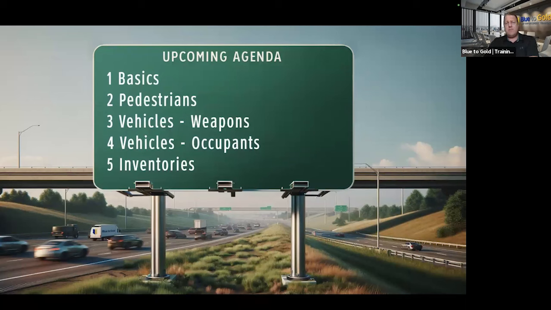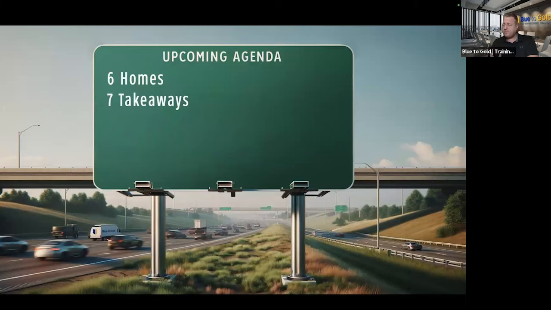We're going to talk about inventories, particularly vehicle inventory searches. There's kind of an offshoot of the community caretaking doctrine. Inventories are kind of a hybrid between administrative searches and community caretaking searches. We'll talk about homes. How does the community caretaking doctrine apply to home entry? That's going to be a real short discussion. And we'll get to that one, and then we'll wrap it up and summarize everything that we talked about today.